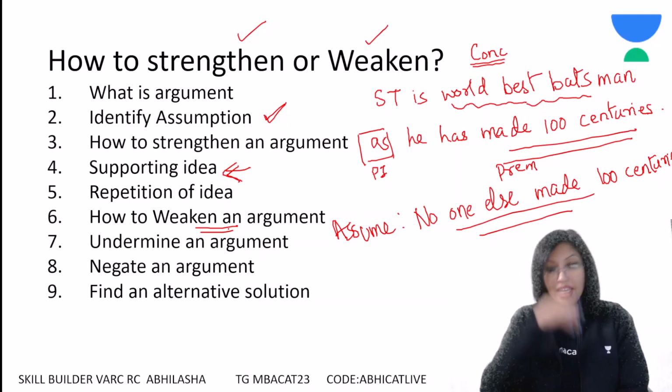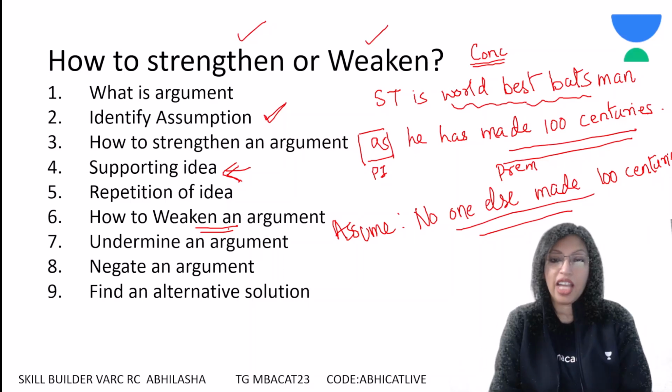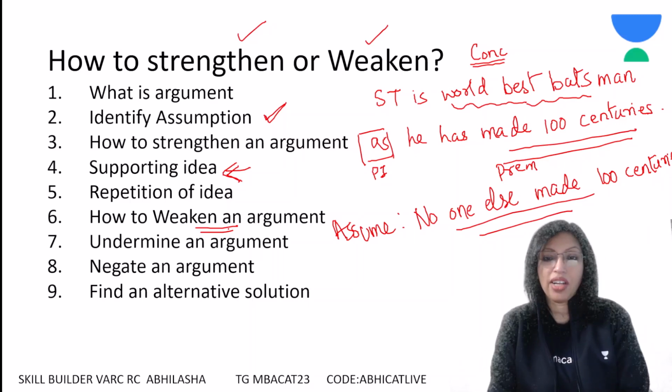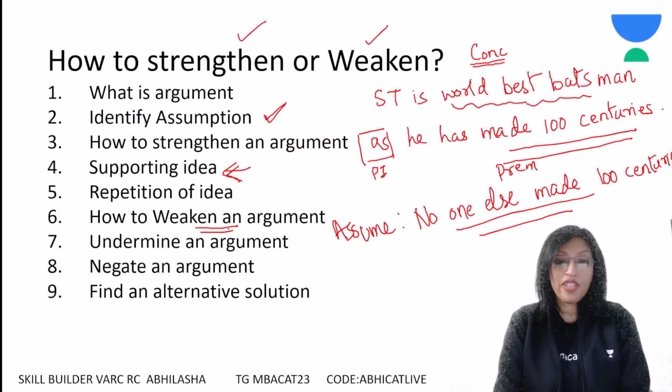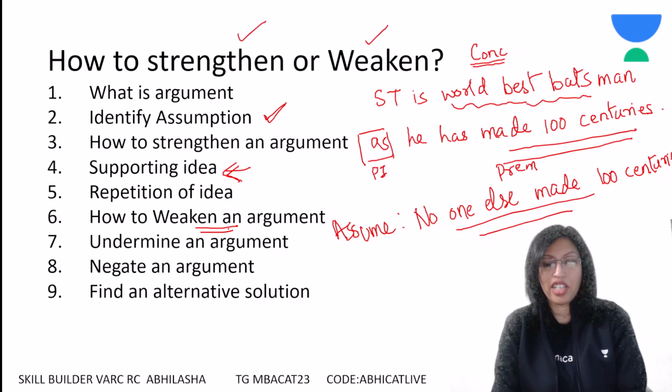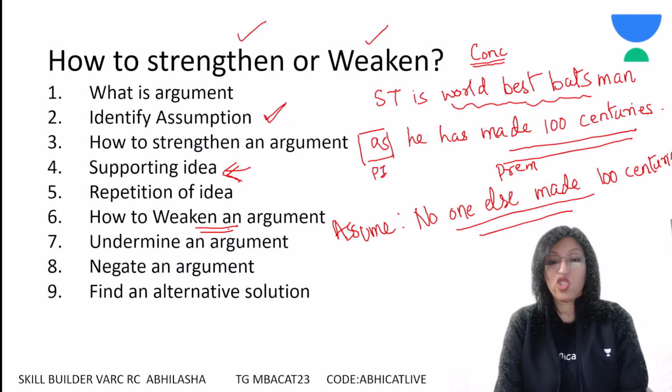That's very simple. I can simply say that Brian Lara has also made 100 international centuries. In fact, he has made 150 international centuries. Simple. I have weakened this argument by saying that there's another person who's made 150 centuries. I could have said that Sachin has not made 100 centuries, so your data is incorrect. I can just directly say that this premise is false. I could have said that Sachin is not the world's best batsman.